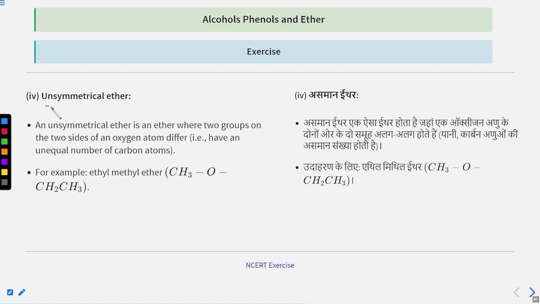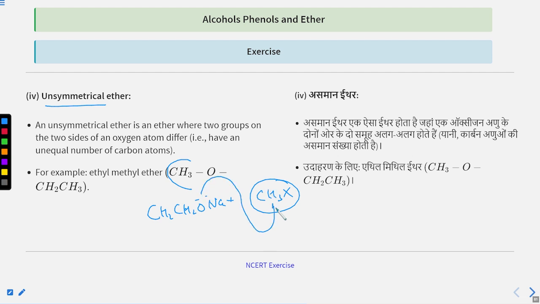Okay, so in case of unsymmetrical ether, suppose we are taking this step up to form this. So we'll take CH3CH2ONa plus CH3X. Why am I taking this as CH3X and this part as CH3CH2ONa? Because it is an SN2 reaction, and if we take CH3CH2X, it will be more hindered. So I have taken CH3X and attacked this.